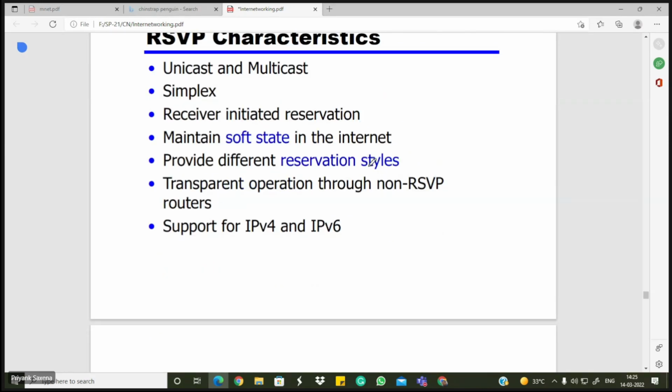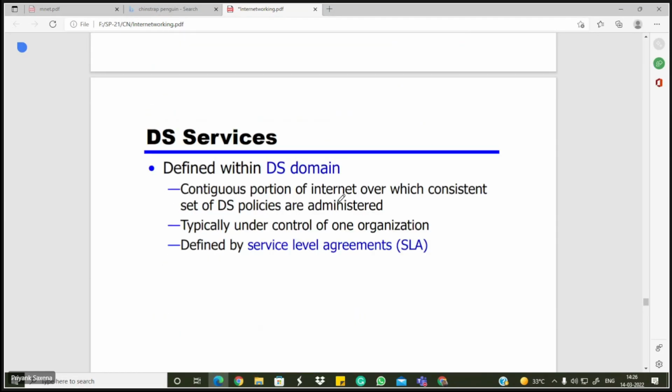You will see that the reservation is made by the destination. The destination sends a reservation packet towards the source, right? And during that course, it stores the information on the en route routers towards the source, right? And the reservation is made, and then the source sends the information back towards the destination, right? So this is about RSVP.